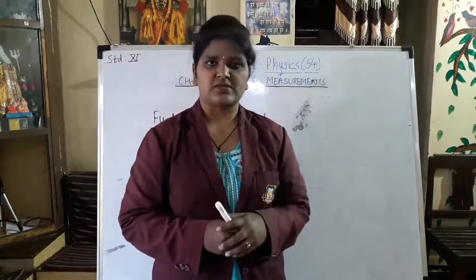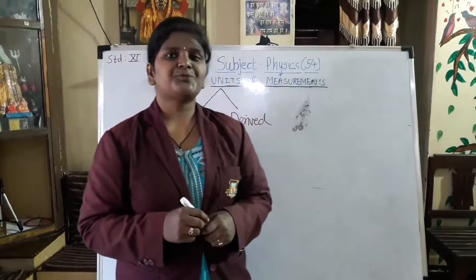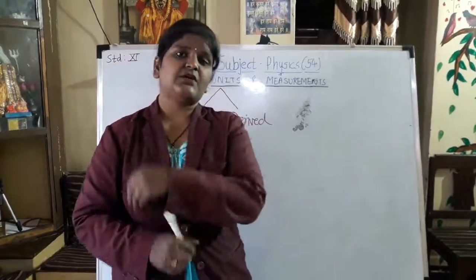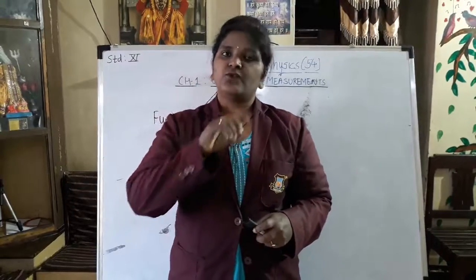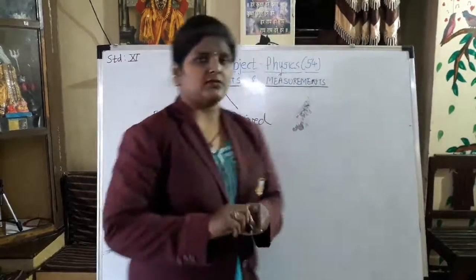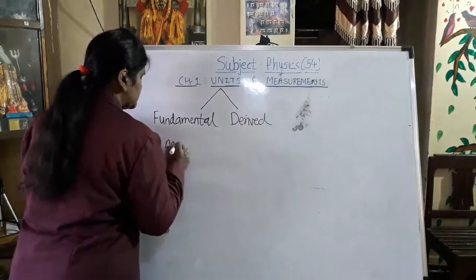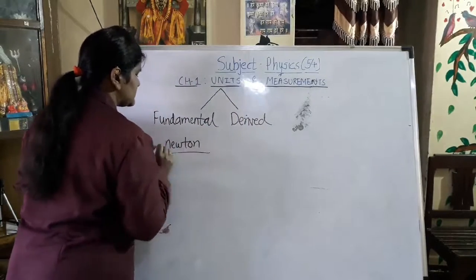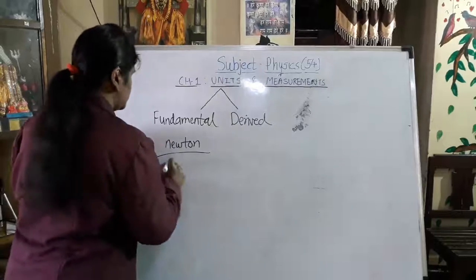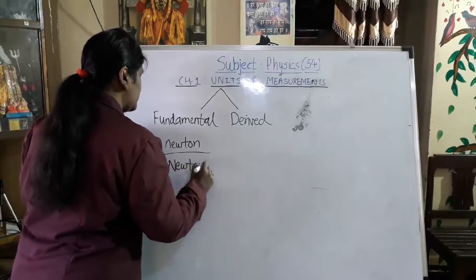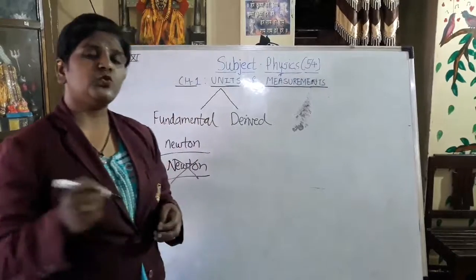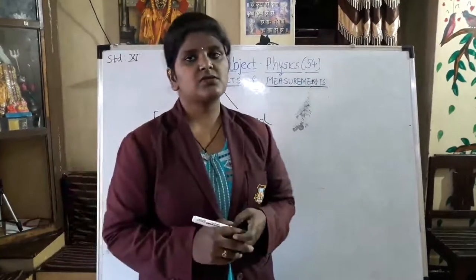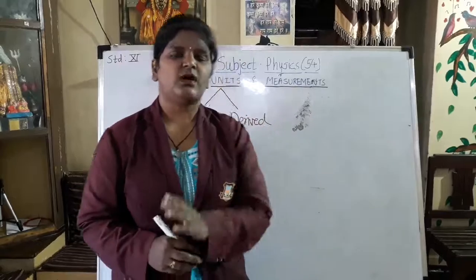while writing units. If we consider any unit which is named after a scientist, then that should be written in full form with a small letter. For example, if I am writing newton, I have to write it in this way, not in this way. I cannot write it that way if I am writing the unit. Even joule or coulomb, these are all units named after a scientist.